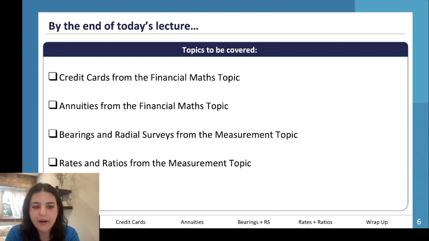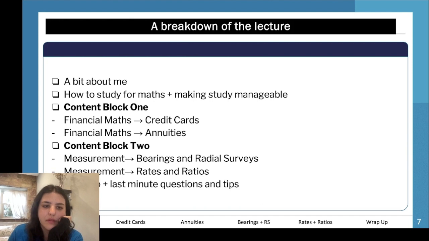And then we'll be looking at bearings and radial surveys from measurement, and then rates and ratios from measurement. So we're going to be covering four of those trickier topics that a lot of students struggle with as you head into your second term of Year 12.